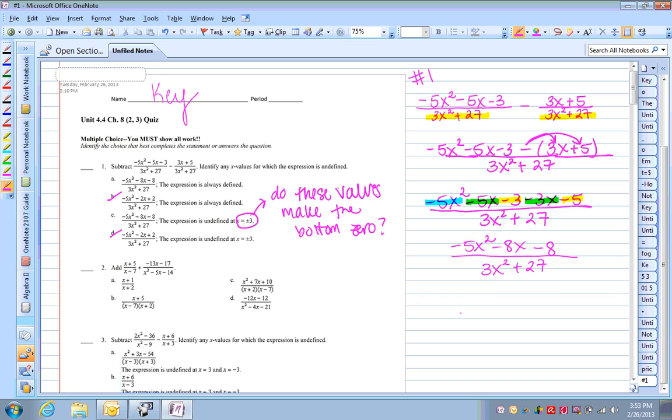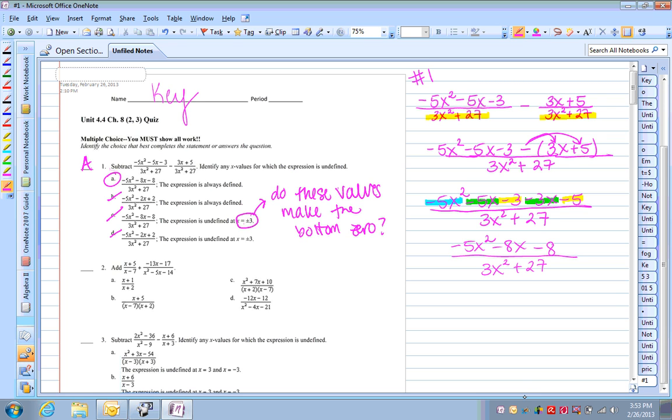If we were to plug in 3 into 3x squared plus 27, it would give us a value that is not 0. Same with negative 3. So the expression that we came up with is defined at positive 3 and negative 3, so C is not our answer choice. And A is our answer choice because it says the expression is always defined. No matter what value I plug in for x in my denominator, it will give you a value other than 0. So A is our answer choice for number 1.